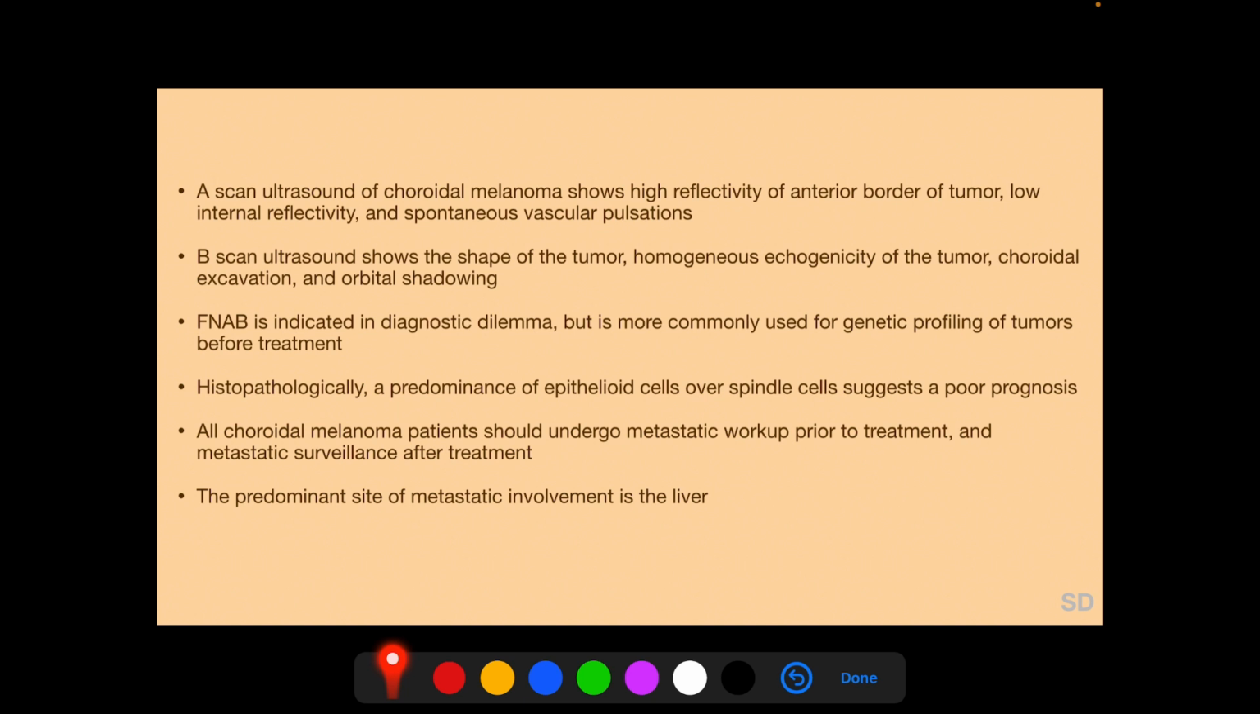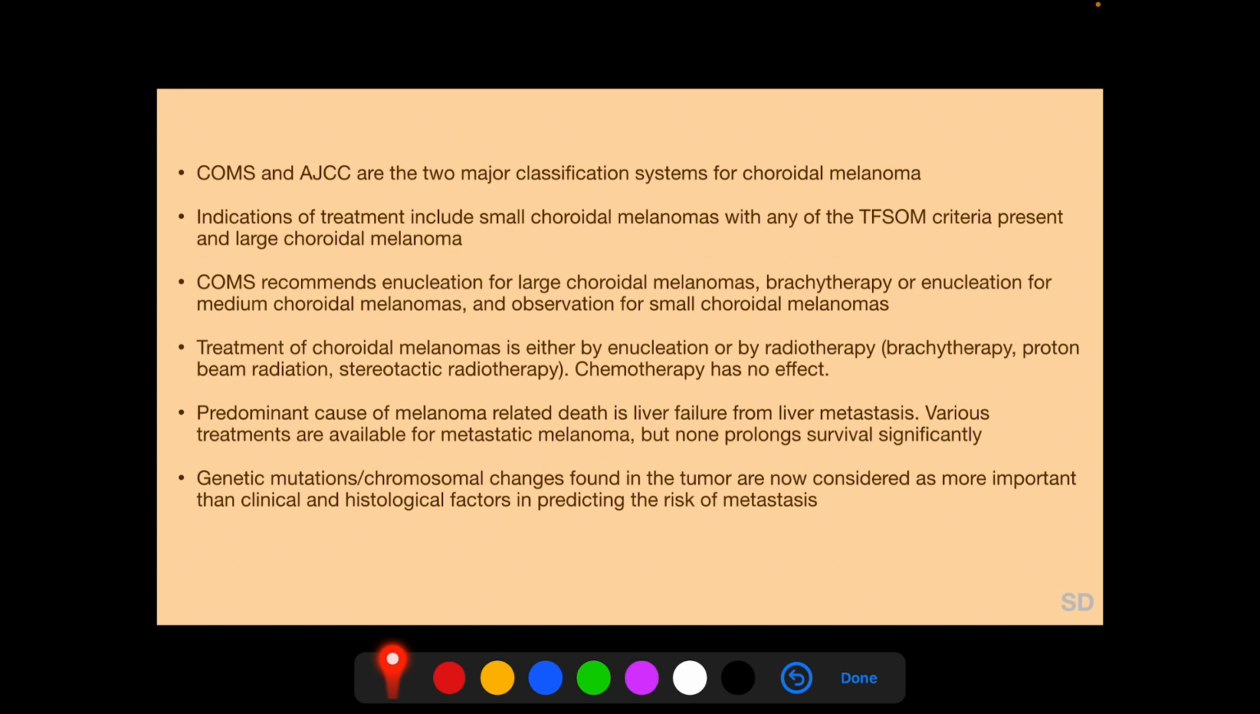All choroidal melanoma patients should undergo metastatic workup prior to treatment and metastatic surveillance after treatment. The predominant site of metastatic involvement in choroidal melanoma patients is the liver. Indications for treatment of choroidal melanoma include small choroidal melanomas with any of the TFSOM criteria present and large choroidal melanomas. COMS recommended enucleation for large choroidal melanomas, brachytherapy or enucleation for medium choroidal melanomas, and observation only for small choroidal melanomas. Treatment of choroidal melanomas is either by enucleation or by radiotherapy. Chemotherapy has no effect.